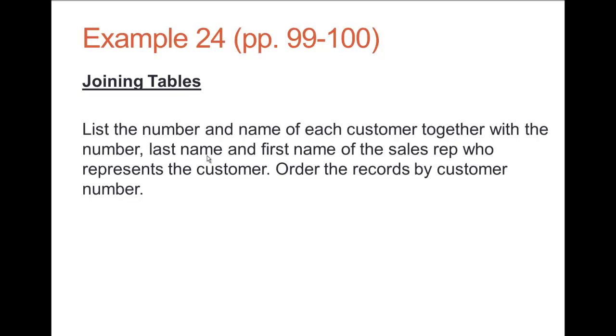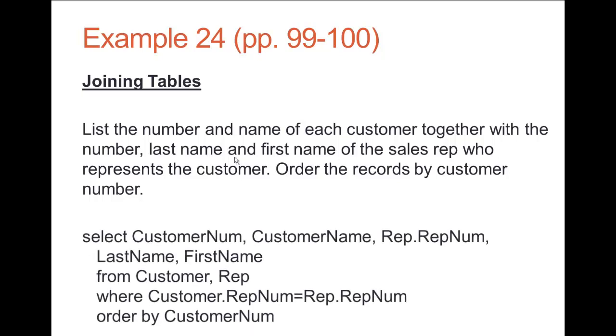So I'm going to list the number, the name of each customer together with the number, last name, and first name of the sales rep. So I've got the customer table and I've got the sales rep table, and I somehow need to tell it how these are related to each other. So okay, I've got all my fields. That's pretty easy. So this is what the big select is, the names of all of the fields.